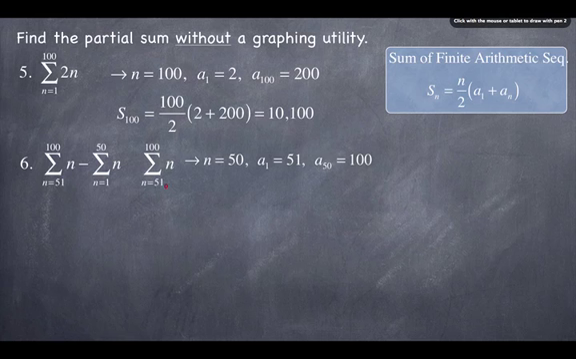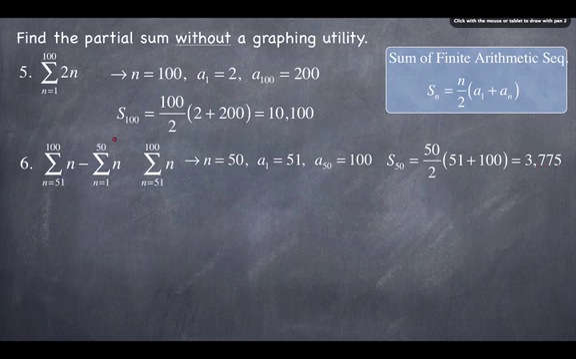Notice at the end, you have 50 terms that you need to add. Your lower limit is 51, the upper limit is 100. There's a total of 50 terms. The first term is 51, the last term is 100. You plug this information into the formula, and you get 3,775.